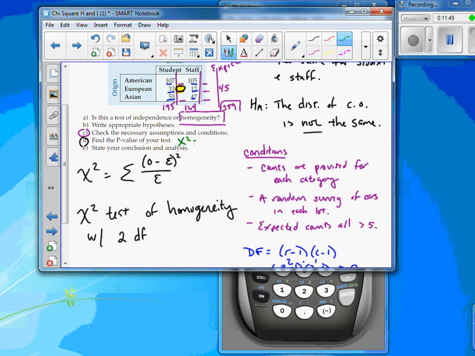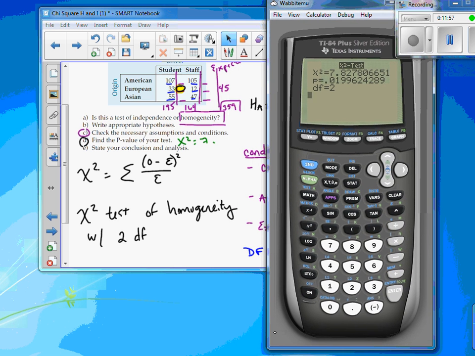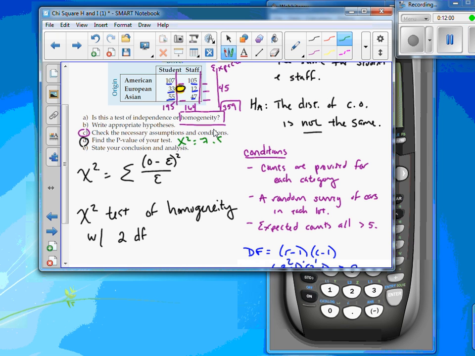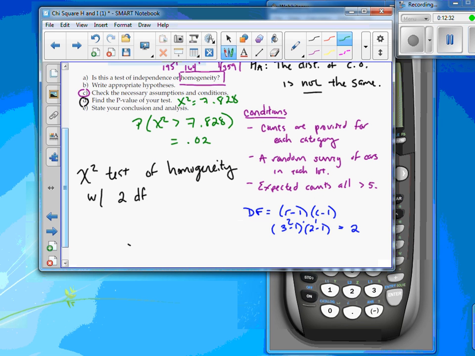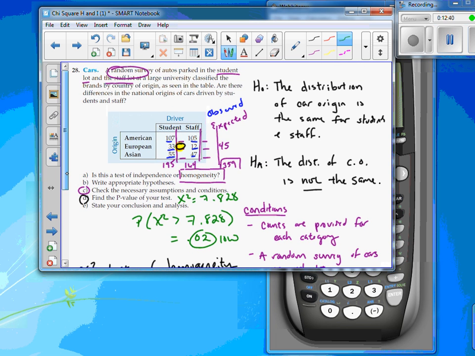So we've got chi-squared of 7.828, and a p-value, which we want to write correctly, so we would like to write that as the probability that chi-square is greater than 7.828, 0.02. Okay? And so if we're going to state our conclusion, 0.02 is low, and so we reject the null hypothesis. So this is low. We're going to reject the null hypothesis. And so that means that we think that the distribution of car origin is not the same between students and staff.